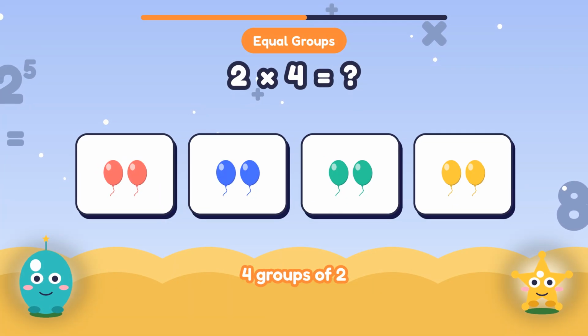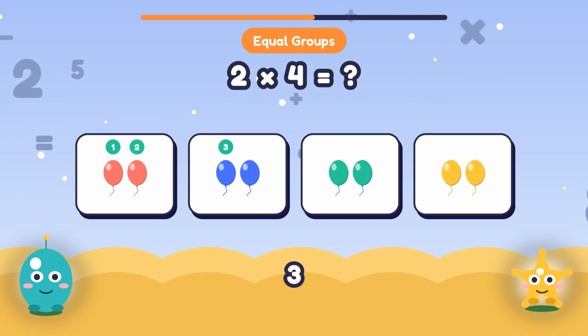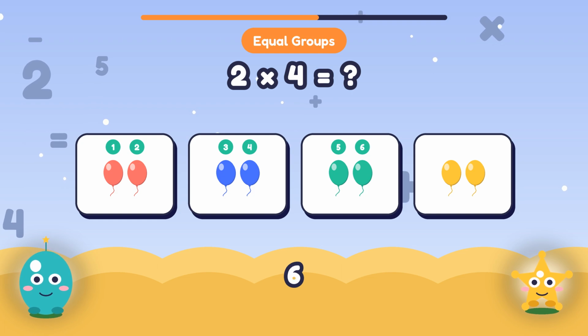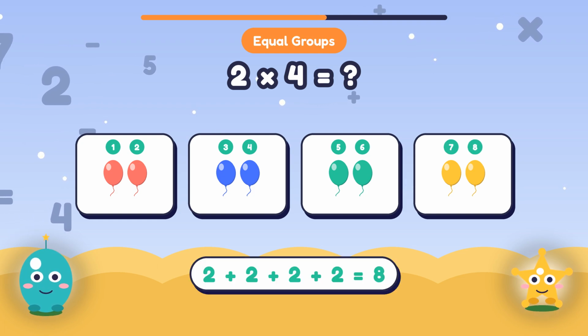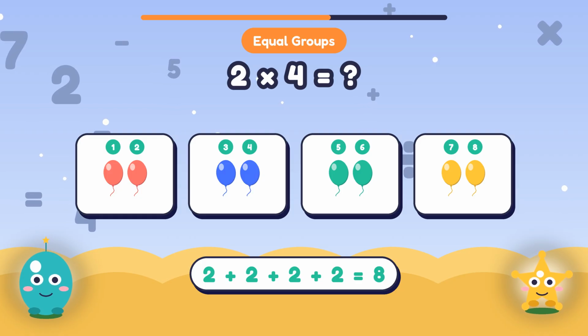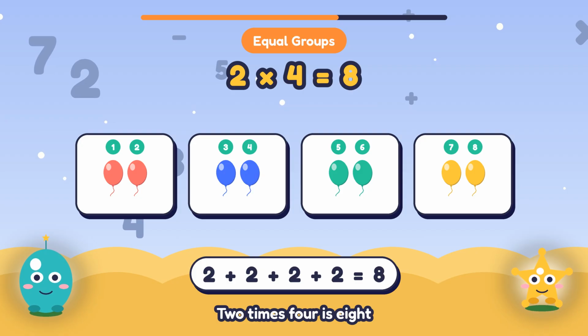4 groups of 2. 1, 2, 3, 4, 5, 6, 7, 8. 2 plus 2 plus 2 plus 2 is 8. 2 four times is 8. 2 times 4 is 8.